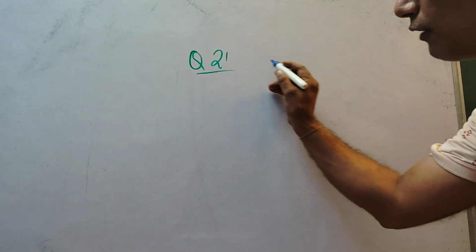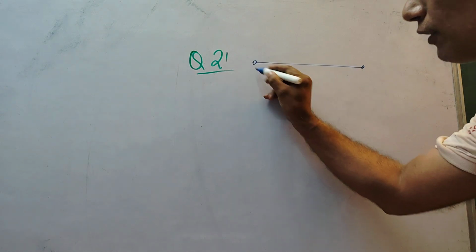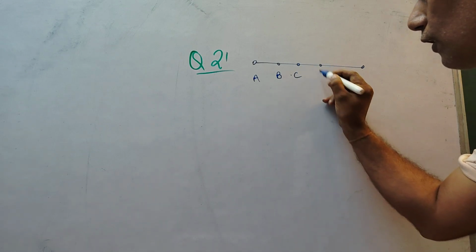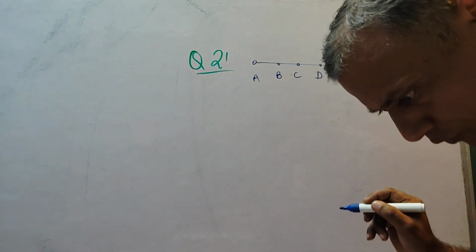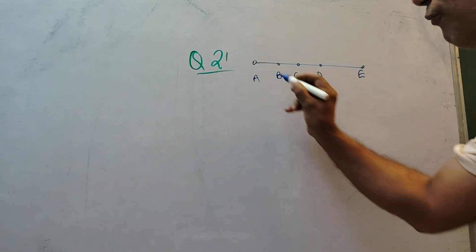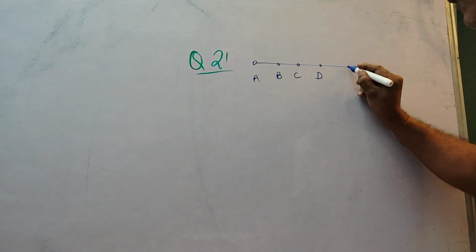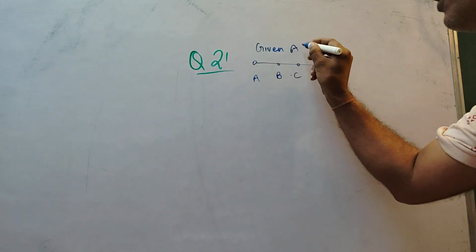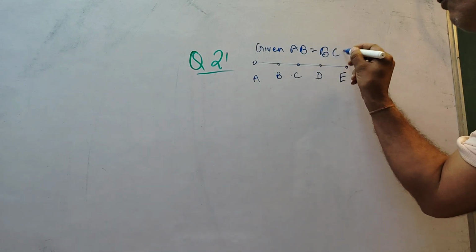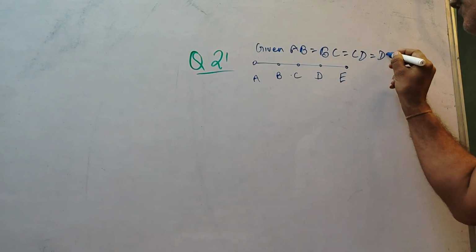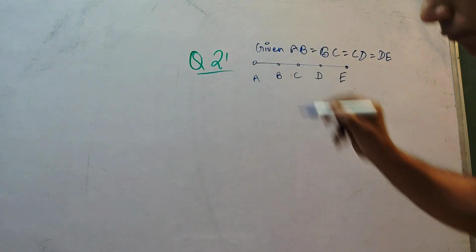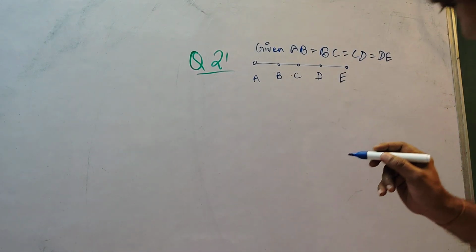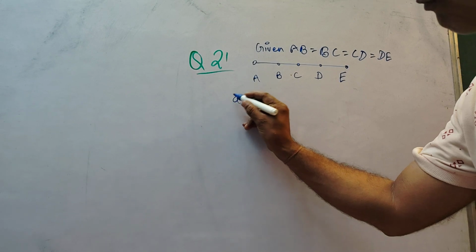So in question 21, there are given 5 points A, B, C, D and E. All 5 distances are equal. So here is given AB equal BC equal CD equal DE. This is the given, and all points are on a straight line, so they are collinear. Now first fill in the blanks.